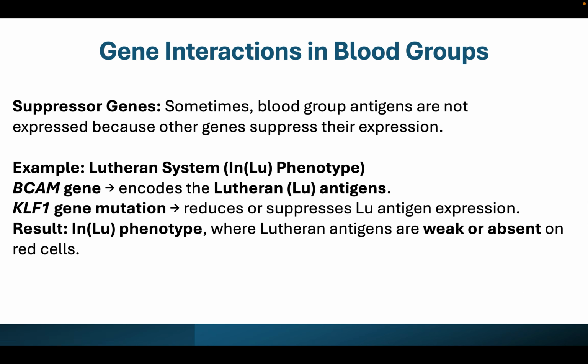Regarding gene interaction on the blood group, we have something called suppressor genes. Sometimes a blood group antigen is not expressed because other genes suppress its expression. A famous example is in the Lutheran system: the Lutheran antigen and BCAM, which is the carrier of these antigens. The gene called BCAM encodes the Lutheran antigen.